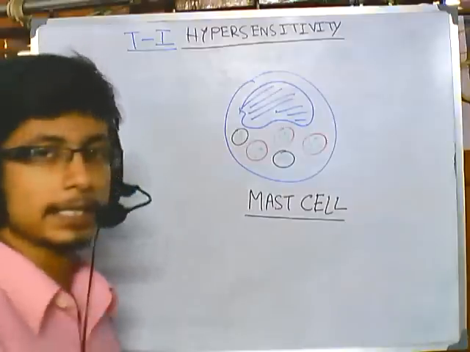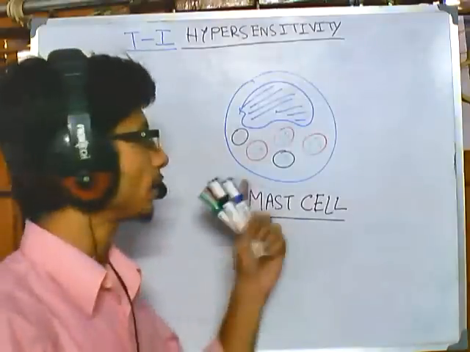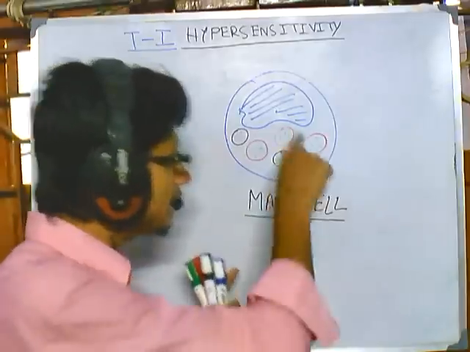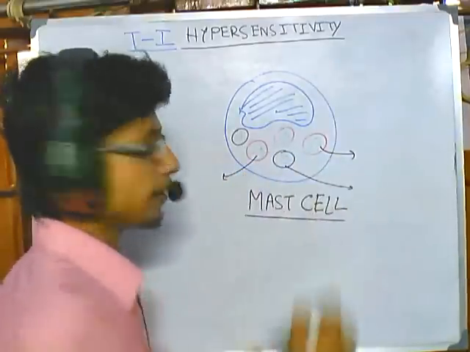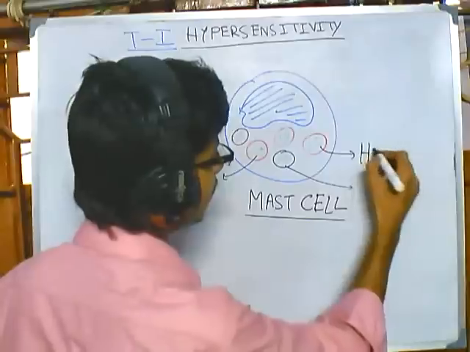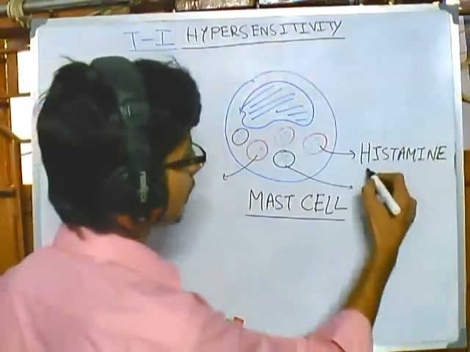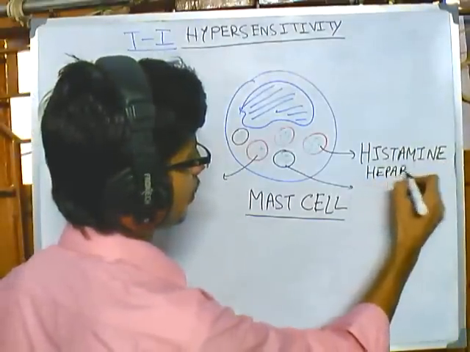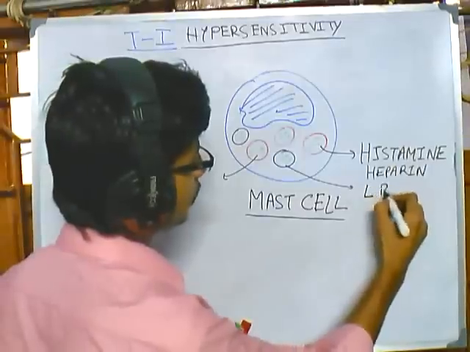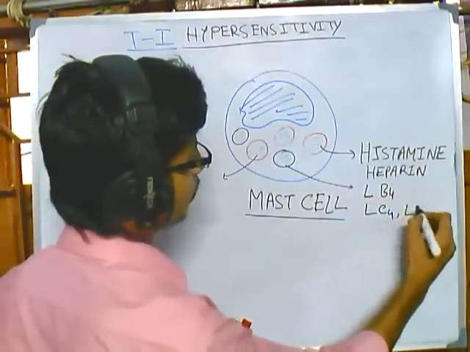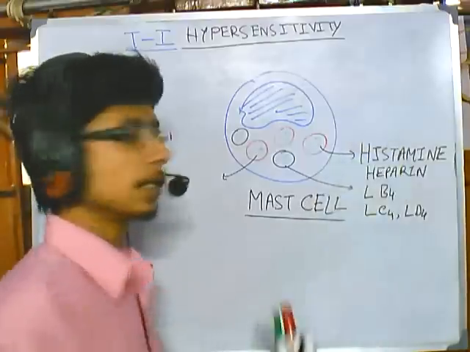Now what will happen in this case, the hypersensitivity response that we are going to see from this type 1 hypersensitivity, is the release of these granules outside. So it will end up with the release of granules like histamine and also heparin, serotonin, and other granules like leukotriene B4, leukotriene C4, and leukotriene D4. These are lipid mediators, and the previous ones are the protein mediators.